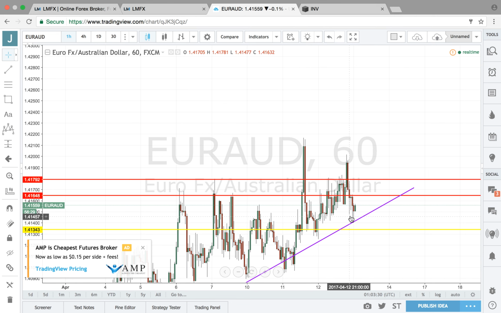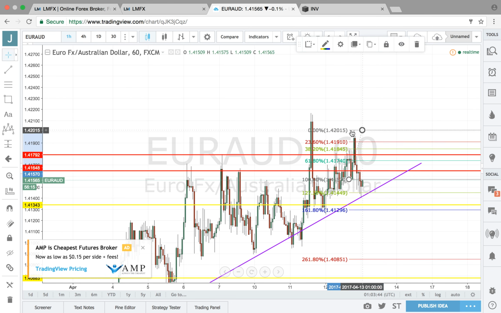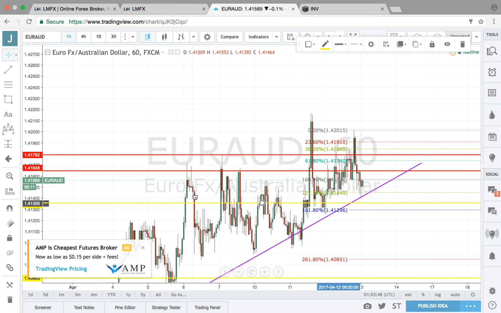And what you like also is these wicks like that. That's what you like a lot at the extension levels. A lot of indecision. So that was your entry. That's the point you're looking for the market to see what happens at right there.